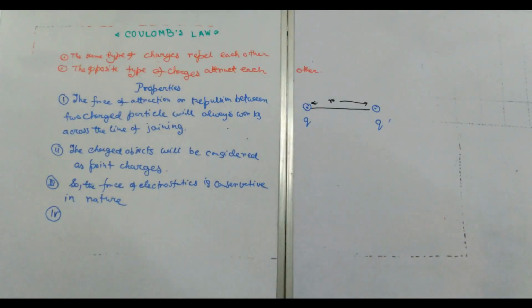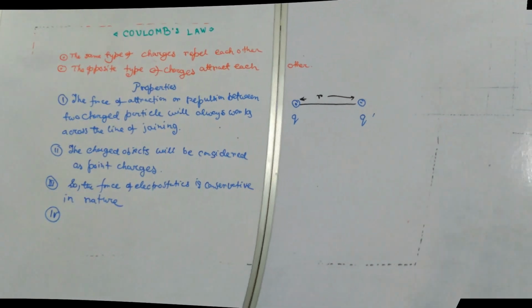Number four: theoretically the range of the electrostatic force extends up to infinity. Theoretically it is possible, but not practically. So theoretically the extension of electrostatic force tends up to infinity. These are the properties we need to know about Coulomb's law.